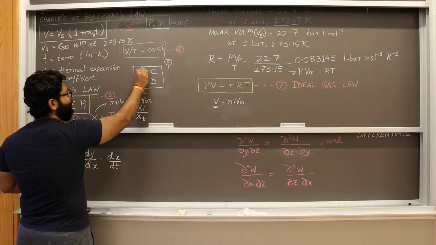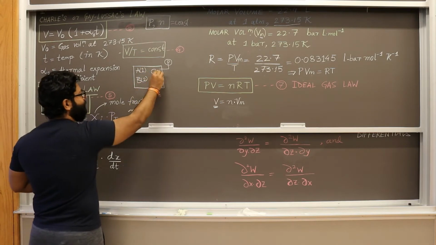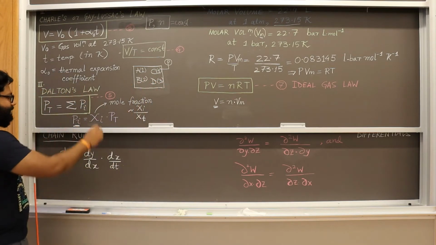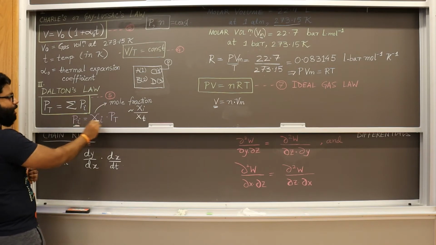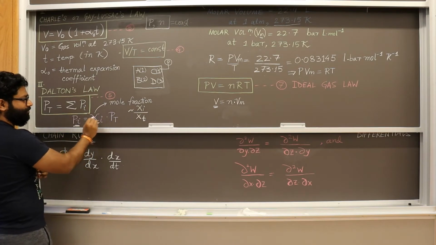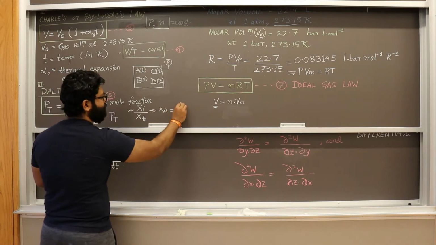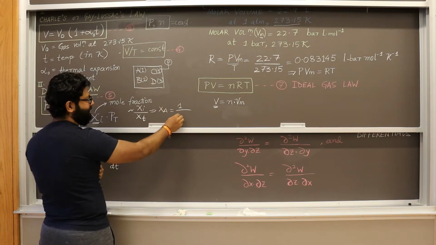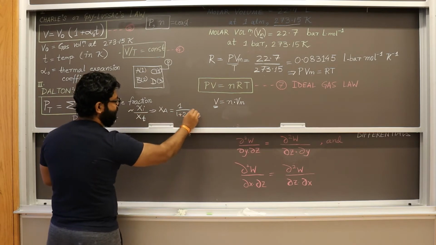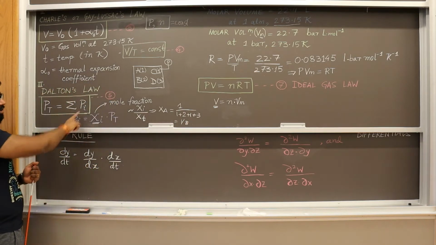For example, if you have 1 mole of gas A, 2 moles of gas B, 1 mole of gas C, and 3 moles of gas D, and we want to find out the pressure contribution of gas A, the pressure contribution will just be the total pressure times the mole fraction. The mole fraction of A would be the number of moles of A, which is 1, divided by the sum, which is 1 plus 2 plus 1 plus 3. So the contribution of A will be 1 by 8 of the total pressure.